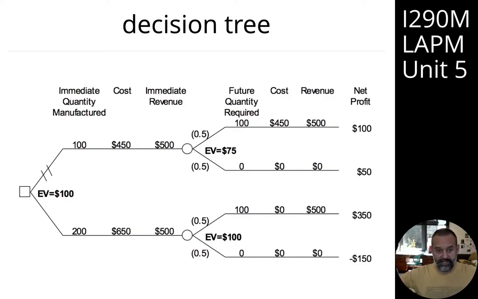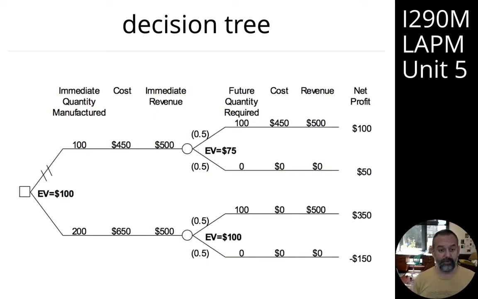The other option we can take is the bottom half of this diagram, which is to manufacture all 200,000 boards straight away and take a chance. So that's going to cost us $650K, which is the $250K fixed manufacturing cost plus the $2 per board, which is $400K, making $650K in total. And we're going to get $500,000 in immediate revenue.